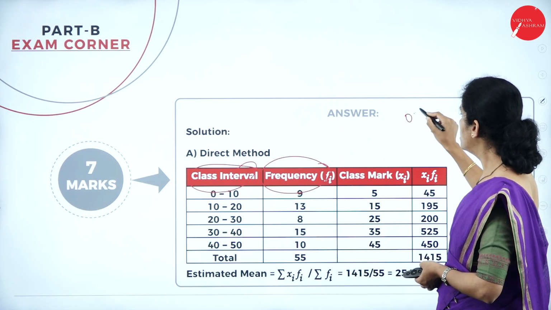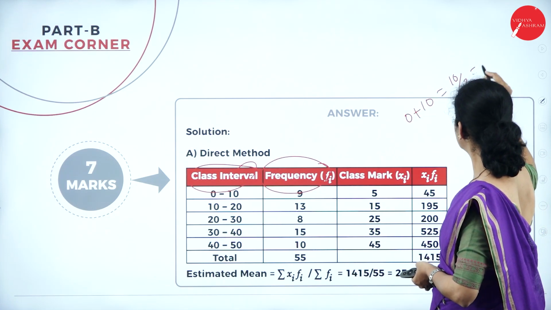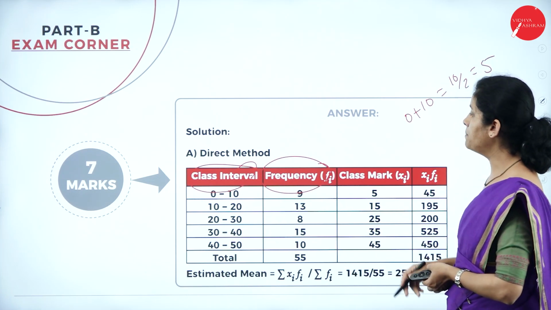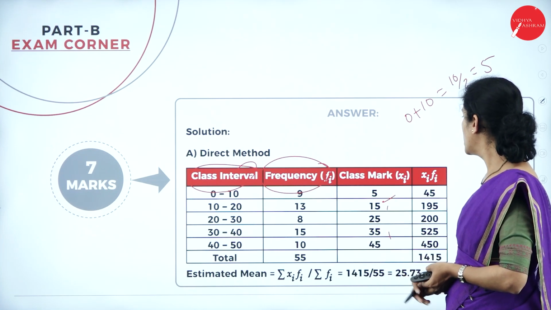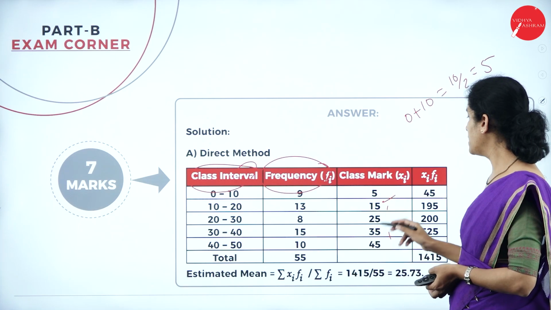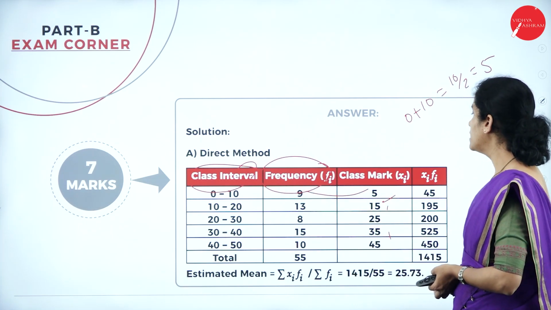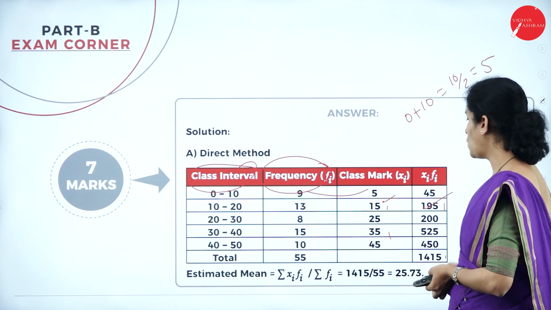That is 0 plus 10 by 2, the answer is 5. Next, 10 plus 20, 30 by 2, 15, and it's going to continue. And what is xi fi? So I'm going to multiply: 9 into 5, 45; 13 into 15, 195, and so on.